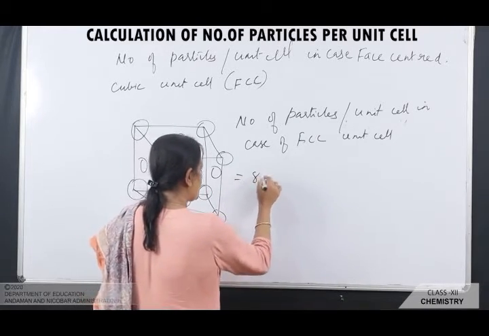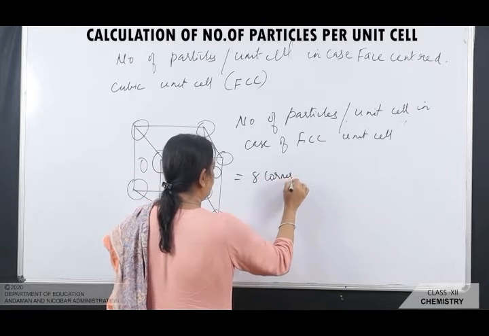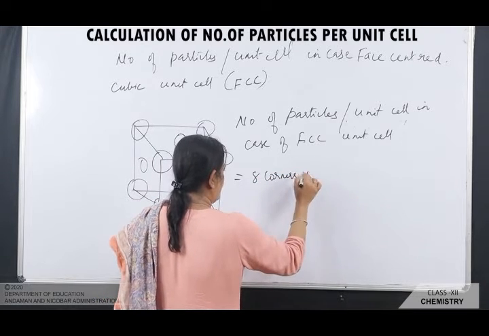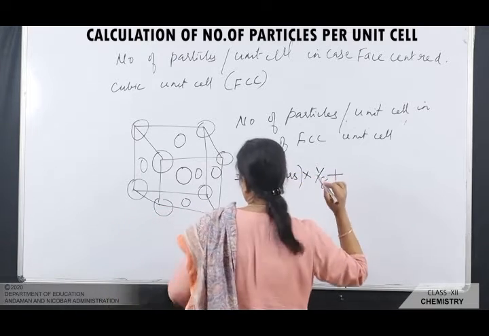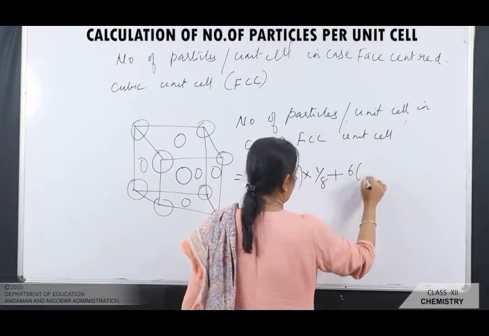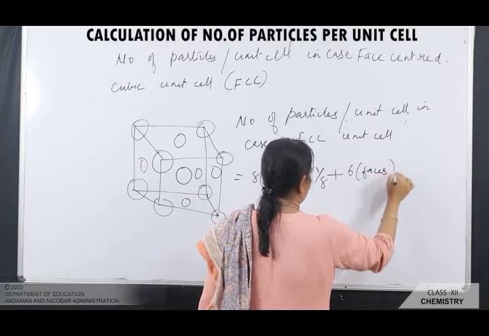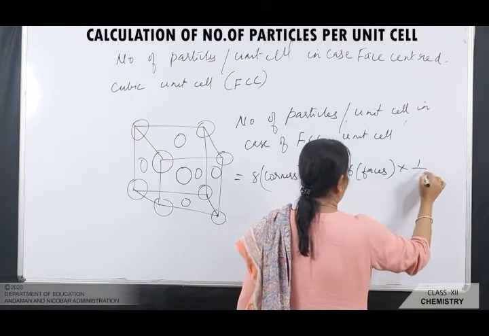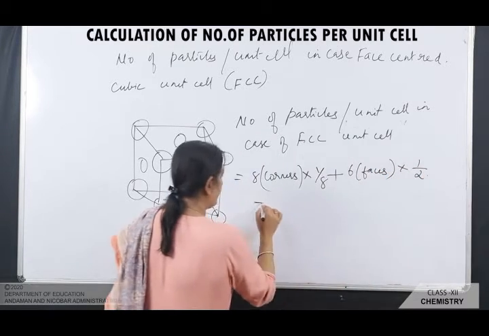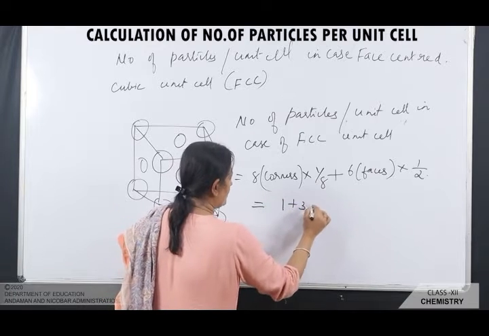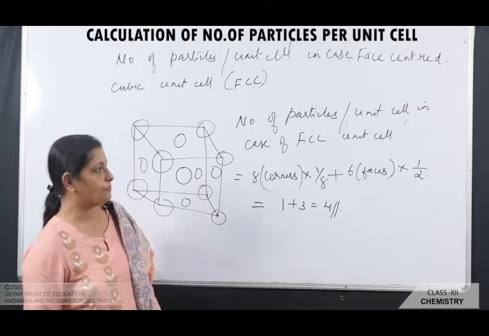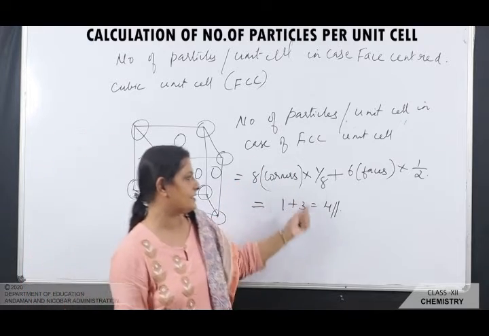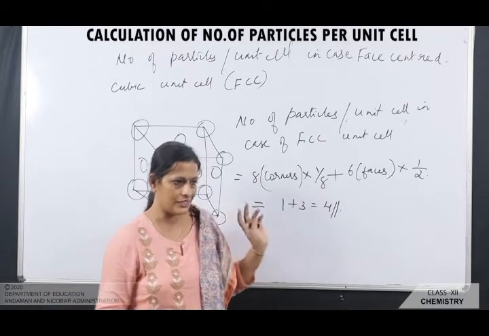Corner position, 8 corners into 1 by 8 plus how many faces are there? 6 faces, and its contribution is what? 1 by 2. So total it will come how much? 1 plus 3, that is equal to 4. So number of particles per unit cell in case of FCC unit cell is how much? 4. So is it clear?